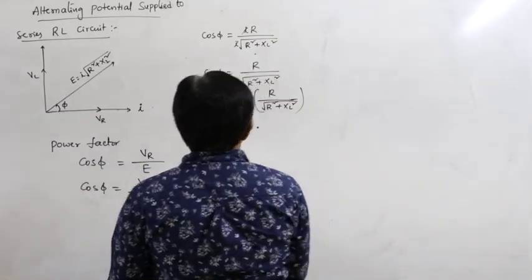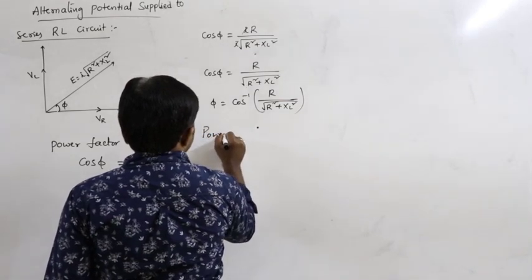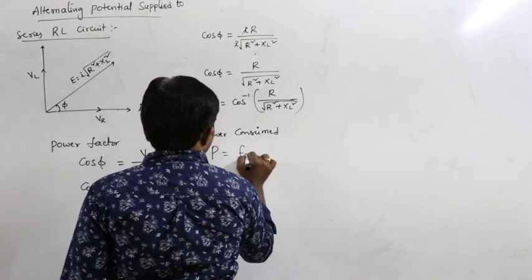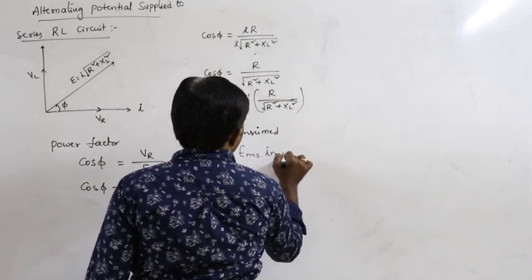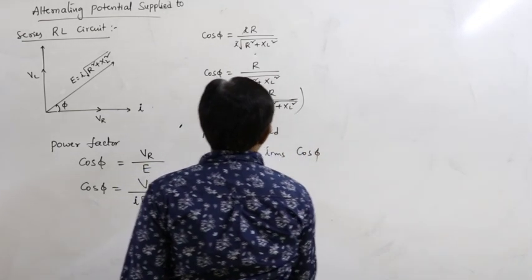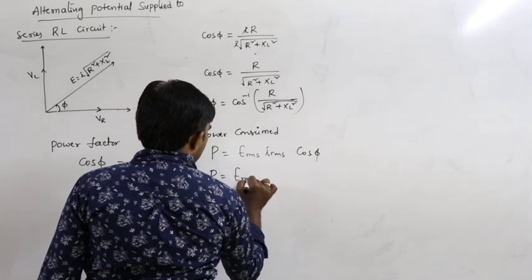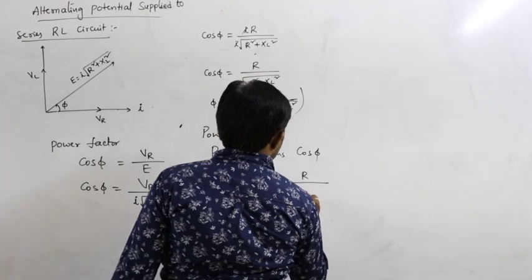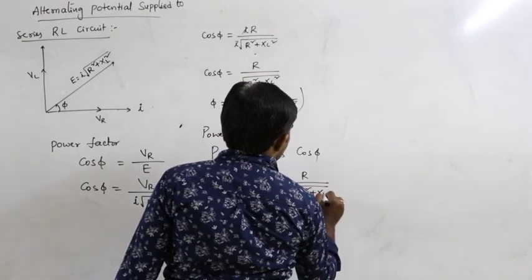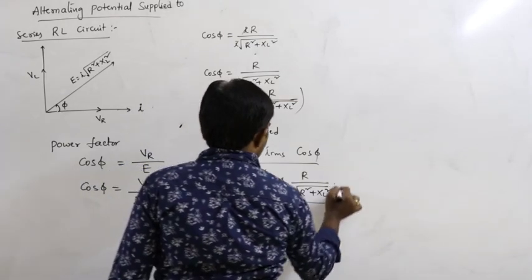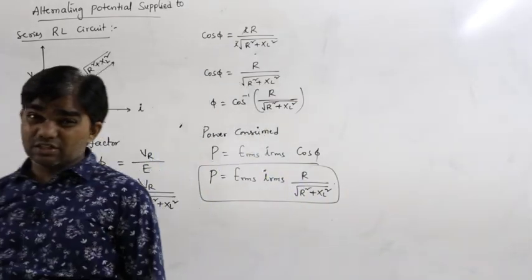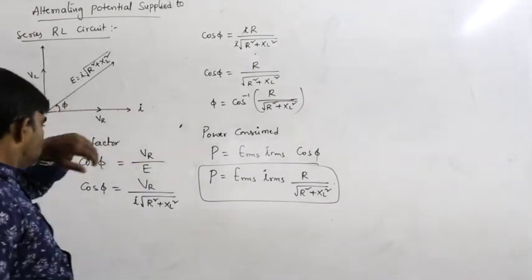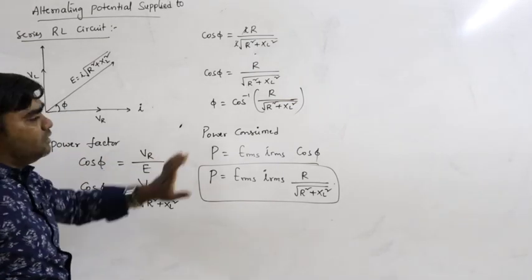Now, power consumed in the circuit. So P is equal to what we can write? E RMS I RMS into cos phi. So P is equal to E RMS I RMS cos phi, where cos phi is R by square root of R square plus XL square. This is the power consumed in case of LR series circuit, RL series circuit, whatever it is. So this is the power consumed.